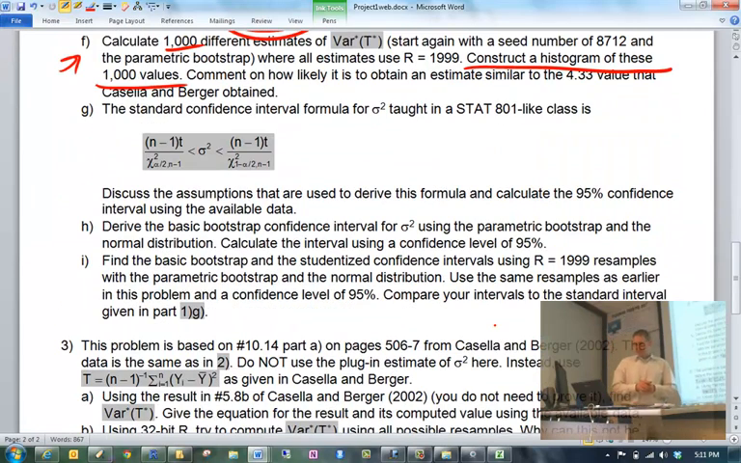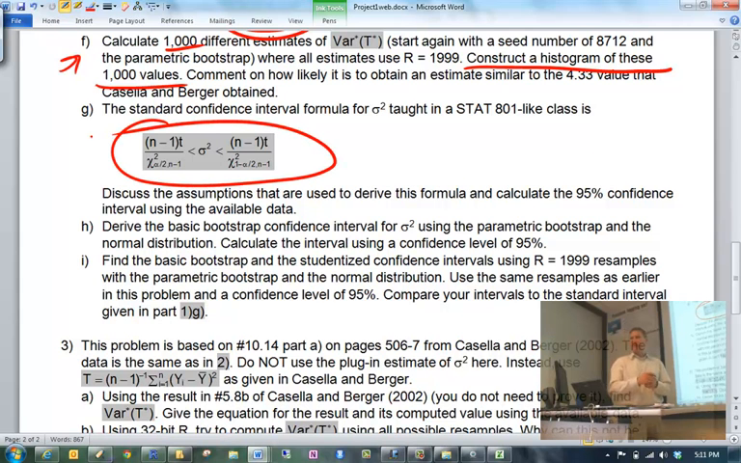Then part G. Here's the old standard confidence interval that you probably learned in your first or second stat course for sigma squared. Discuss the assumptions that are used to derive this formula, and also calculate a 95% confidence interval using the available data. Then later, in section 2.5, we will learn how to do a bootstrap version of a confidence interval. Okay? So that's problem number 2.